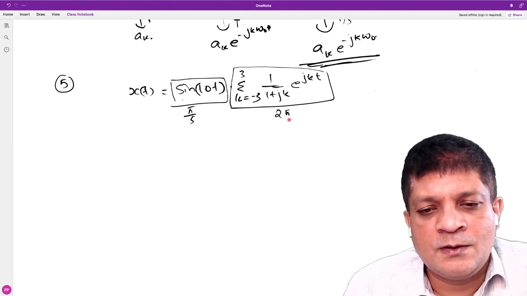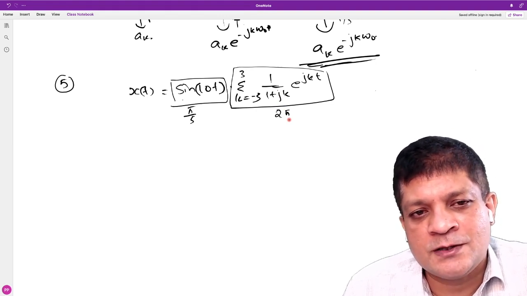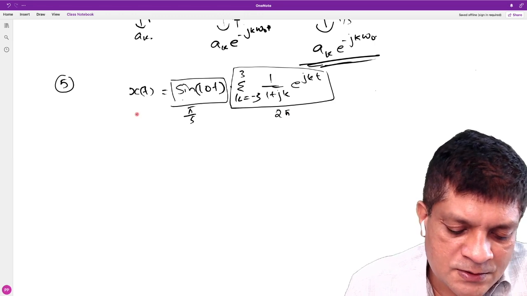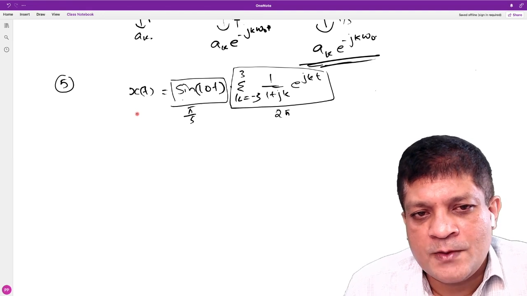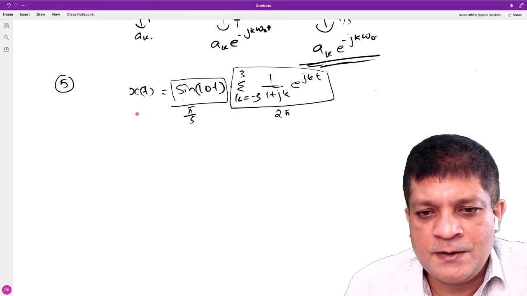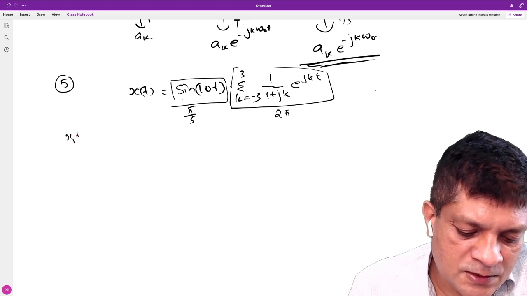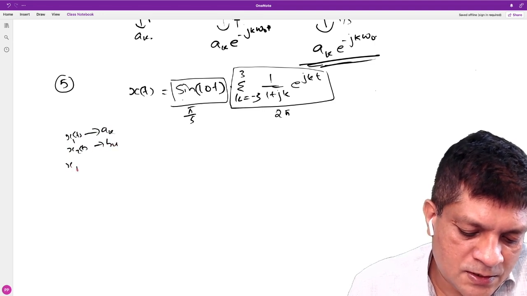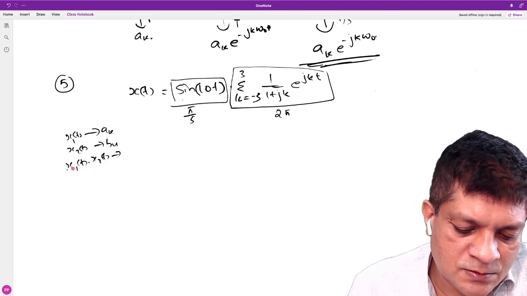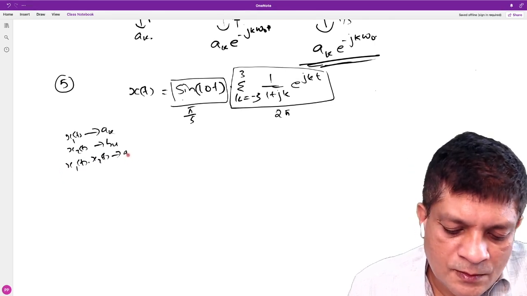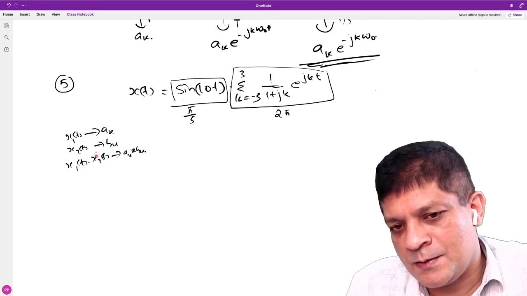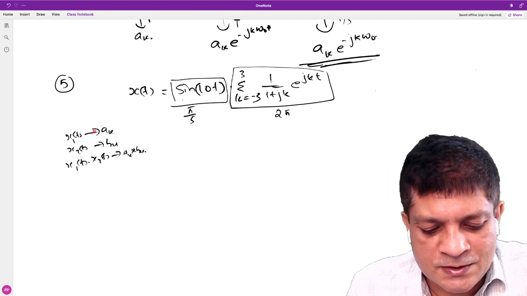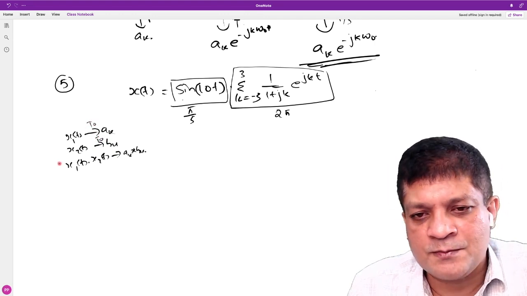Now, let us assume that you are asked to find the Fourier series representation of this x(t) using the multiplication property. Can we apply the multiplication property directly? What is the multiplication property? If x1(t) has Fourier series coefficients ak and x2(t) has bk, then x1(t) into x2(t) has Fourier series coefficients ak convolution bk. You have to be careful that you find this Fourier series representation with respect to the same period. Then only it makes sense.